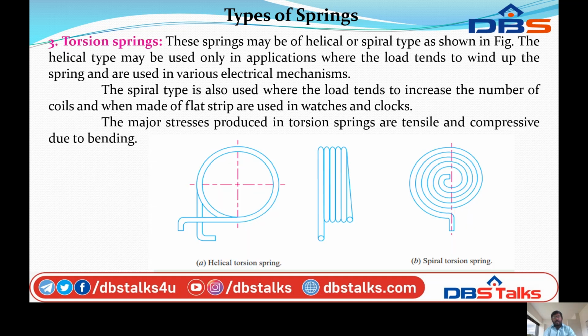So next, the third type of spring, torsion spring. These springs may be a helical or spiral type as shown in the figure. The helical type may be used only in applications where the load tends to wind up the spring, and are used in various electrical mechanisms. The spiral type is also used where the load tends to increase the number of coils, and when made of flat strip are used in watches and clocks.